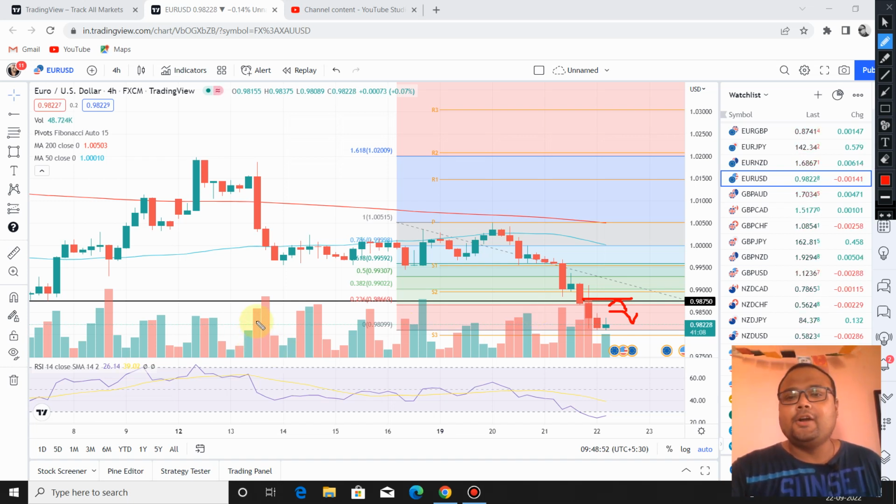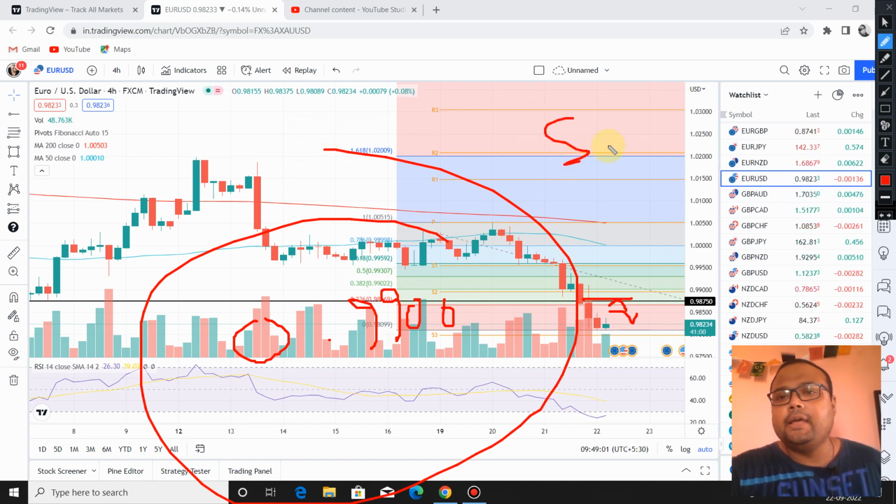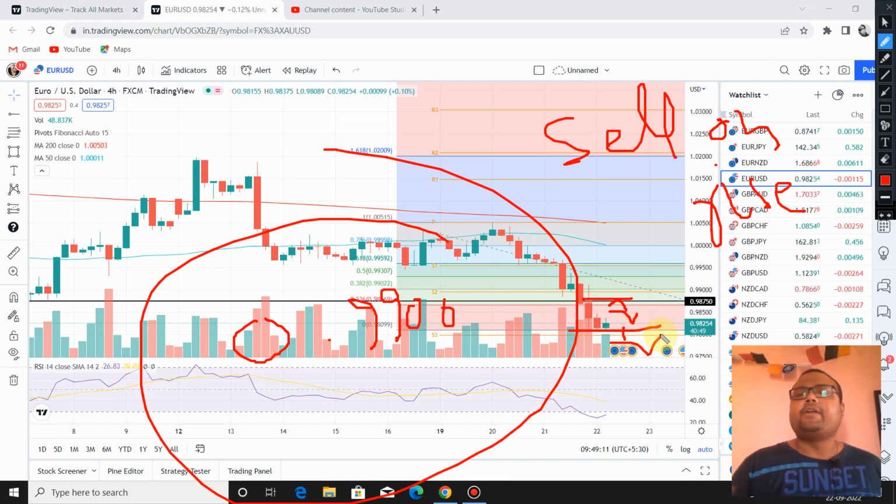The second selling opportunity will come around 0.9900. Keep in mind, in this type of market, sell on rise is the best trading strategy, because if you try to trade on a breakout, your SL is big and there is high risk. But sell on rise is the best trading strategy, at least personally, this is my opinion.